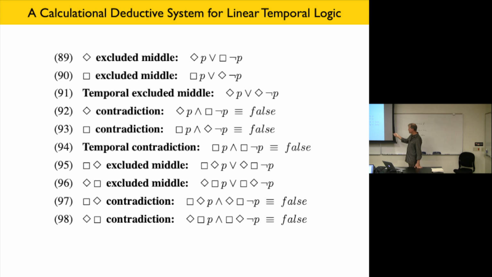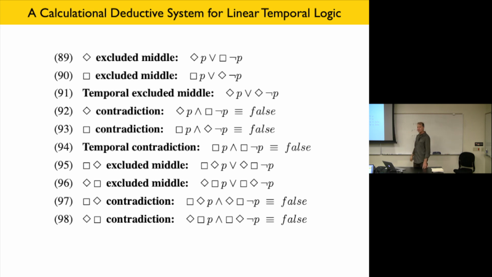Here's temporal contradiction. Here's the other version of temporal excluded middle. This is new this year, by the way. This was not on the equation sheet last year. We just discovered these not too long ago. And then not P and eventually not P equals false. So there's a temporal contradiction, two versions of contradiction.